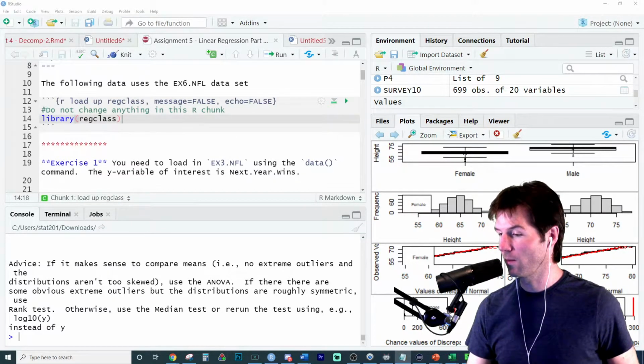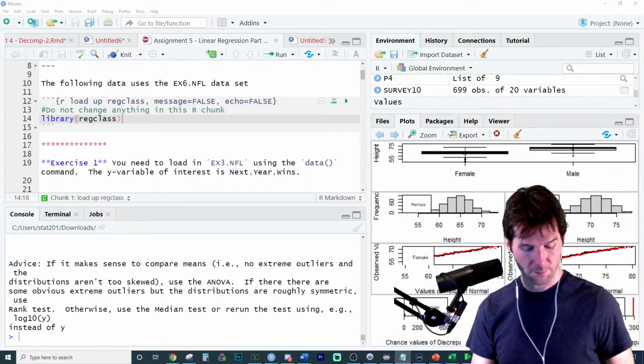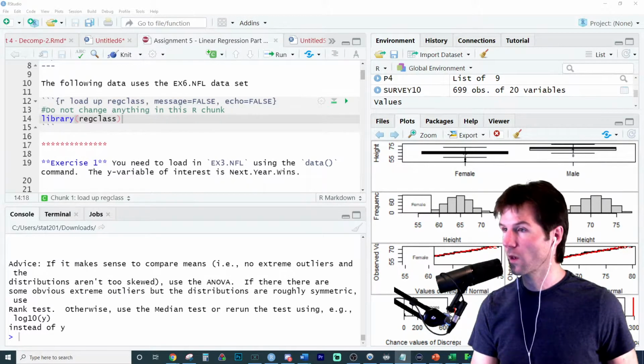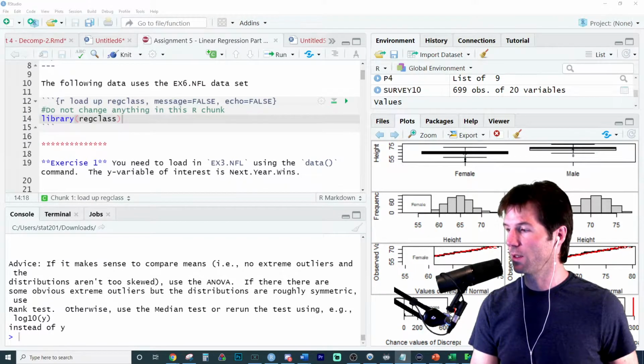Oh, I didn't take a timestamp. 5135. So BS 320, assignment 5, starting the assignment.